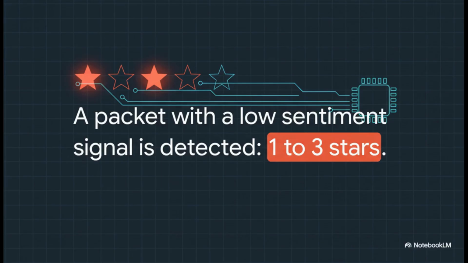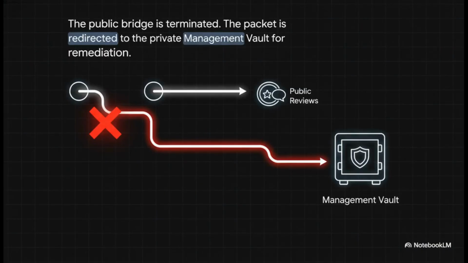This time, the processor detects a low sentiment signal, a rating somewhere between 1 and 3 stars. The system instantly recognizes this as a mitigation scenario. So, the logic instantly shuts down the public path. No redirect to Google, nope. Instead, this feedback packet gets sent directly to the private internal Triage hub. This triggers a high-priority notification for management so they can jump on it and start remediation right away.